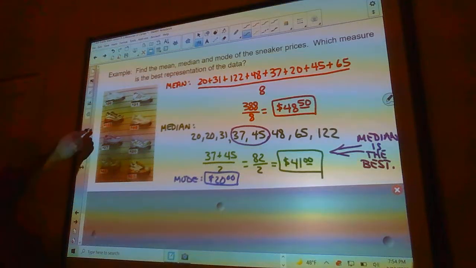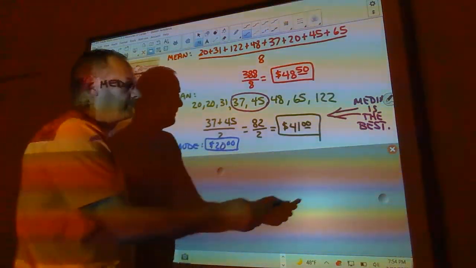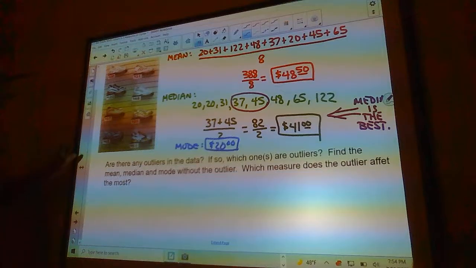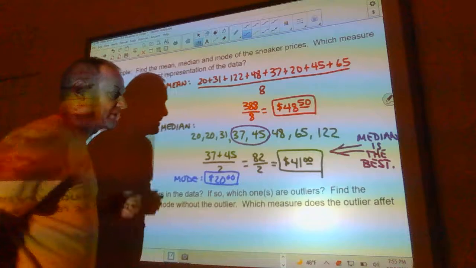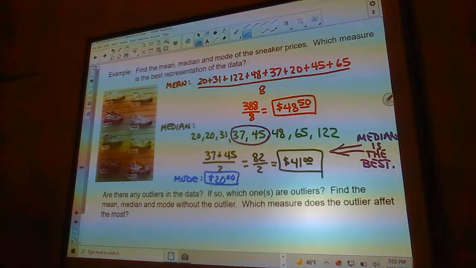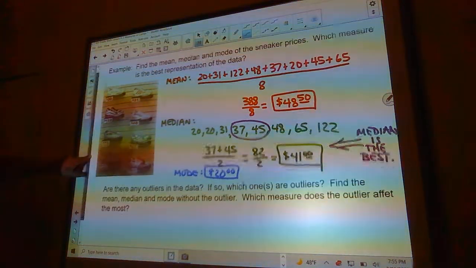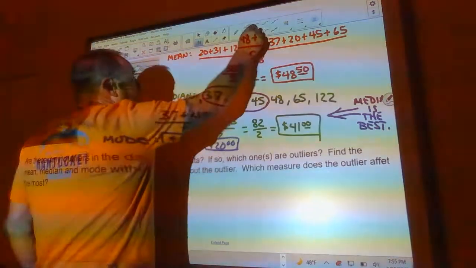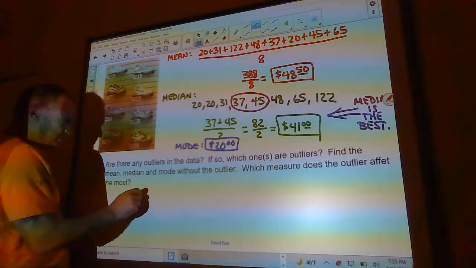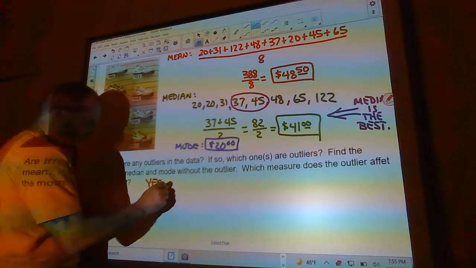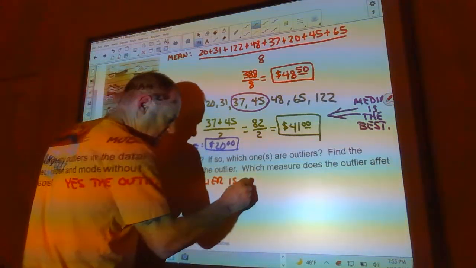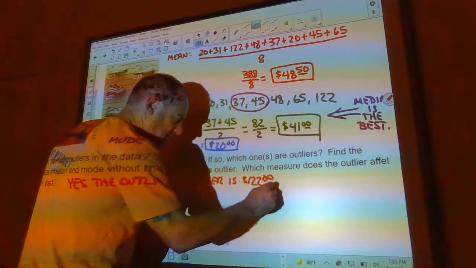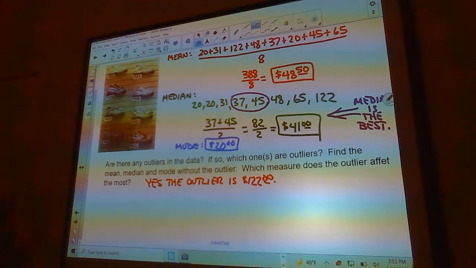Okay. Now, here's the thing: we have this data, and all of this is fairly close together. Then you got this one that's way out there. It's like twice as much as the next highest one. That's called an outlier. So, are there any outliers in this data? Yep, there sure is. That would be 122. So, yes, the outlier is $122. Okay, so find the mean, median, mode without the outlier.